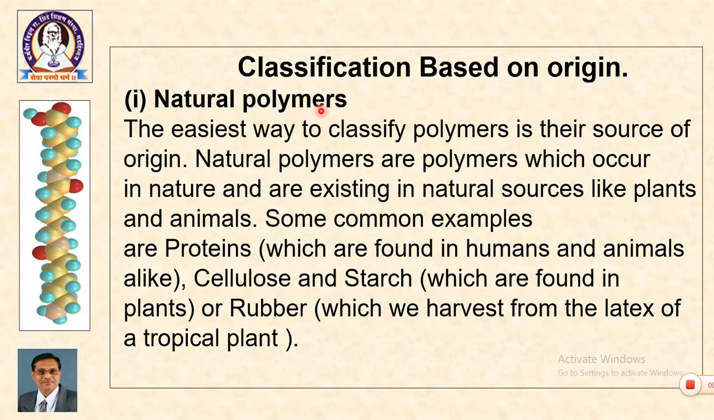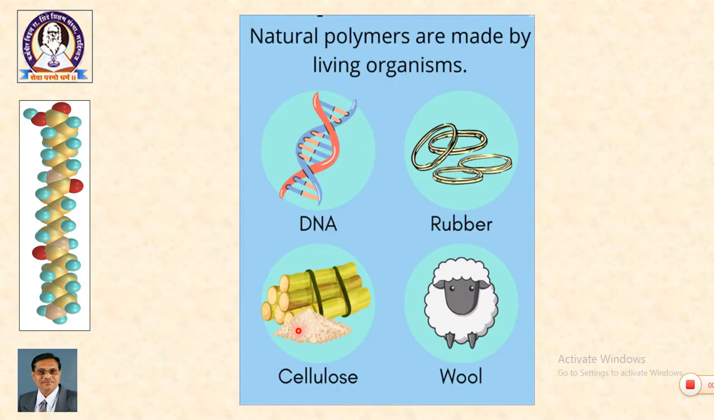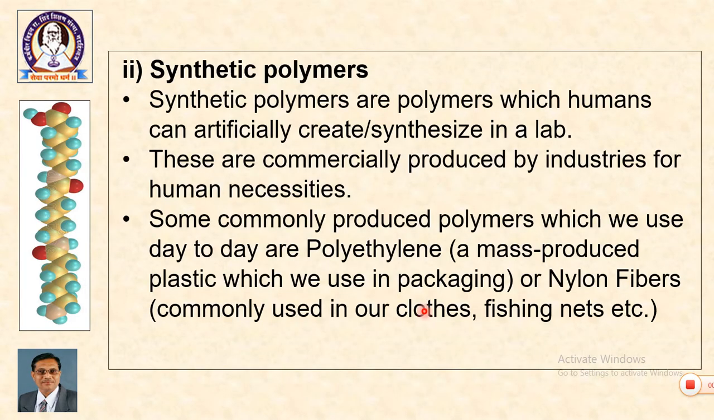The first type is natural polymers. The easiest way to classify polymers is by considering their source of origin. Natural polymers are polymers which occur in nature and exist in natural sources like plants and animals. Some common examples are proteins, cellulose, starch, rubber, etc. So, natural polymers have natural origin. These are the natural polymers made by living organisms, once again: DNA, rubber, cellulose, wool. These are natural polymers. Then synthetic polymers.